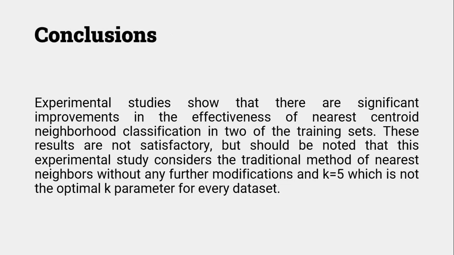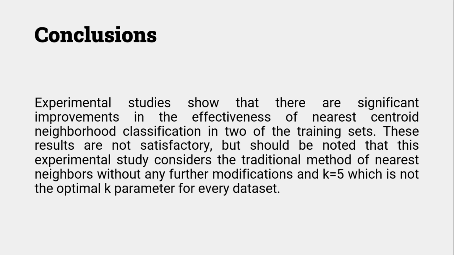In conclusion, the experimental studies have shown that there are statistically significant improvements in the effectiveness of nearest centroid neighborhood classification in two of the training datasets. These results are not satisfactory, but it should be noted that this experimental study considers the traditional method of the nearest neighborhood without any further modifications, and the K parameter equals five neighbors.